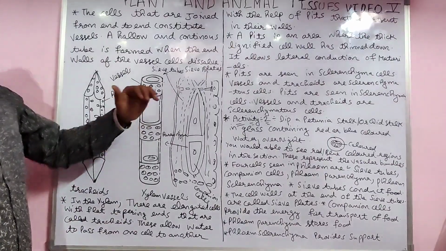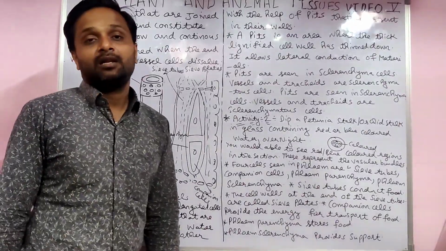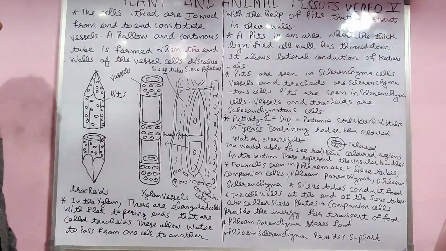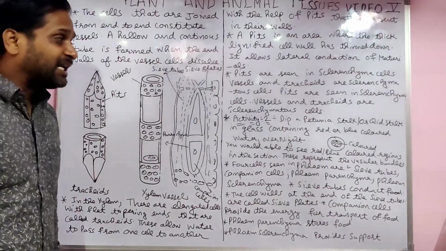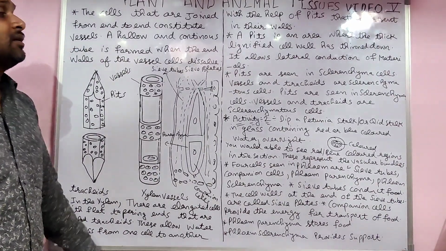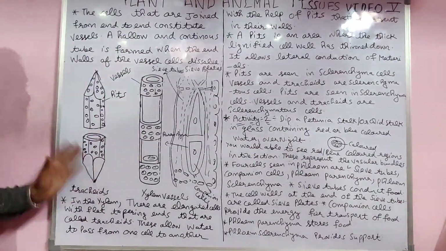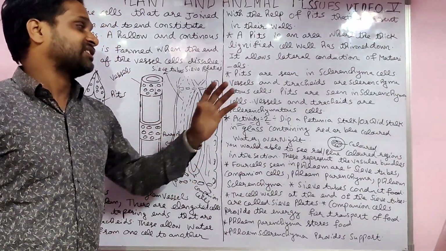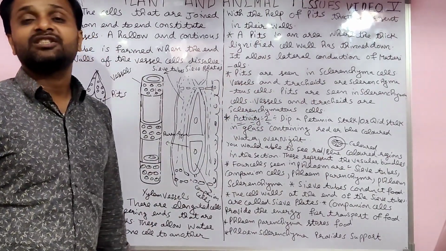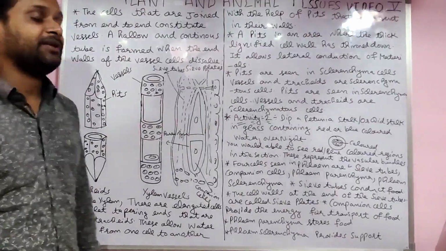And vessels and tracheids are sclerenchymatous cells. Vessels and tracheids are also made from sclerenchymatous cells. The pits are seen in sclerenchyma cells. These are made from sclerenchyma cells only, as already explained.